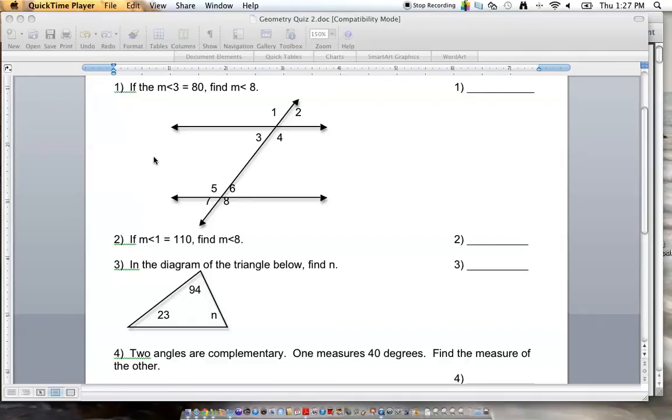So, let's go to number 1, which says if the measure of angle 3 is 80, find the measure of angle 8. So, we come over here, and where we see angle 3, we write in an 80. Did you all do that on your paper? Okay. I'm going to show you 2 different ways to do this.